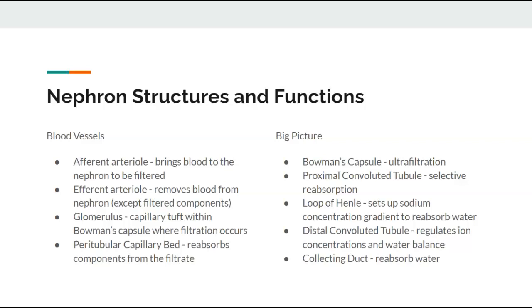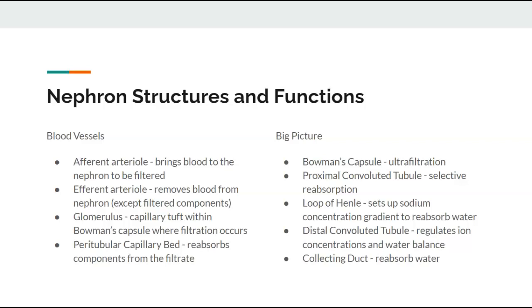So just like getting into the basic structures and functions, afferent arteriole brings blood, efferent arteriole removes blood. The glomerulus is like where the Bowman's capsule is. The glomerulus is like the outside of the Bowman's capsule. The peritubular capillary beds is just where all the capillaries are around the entire nephron, which is how reabsorption happens. And then big picture here, Bowman's capsule is ultrafiltration. Proximal convoluted tubule is selective reabsorption, right? Like salts, ions, stuff like that.